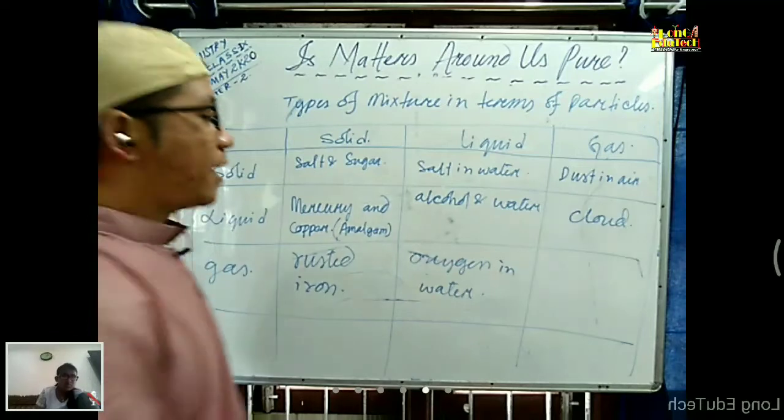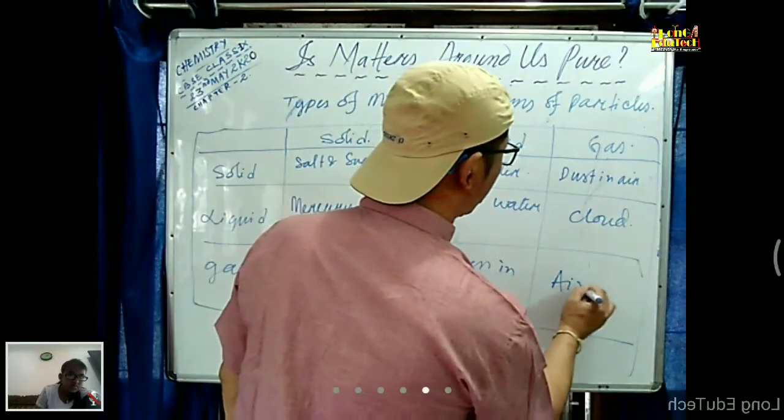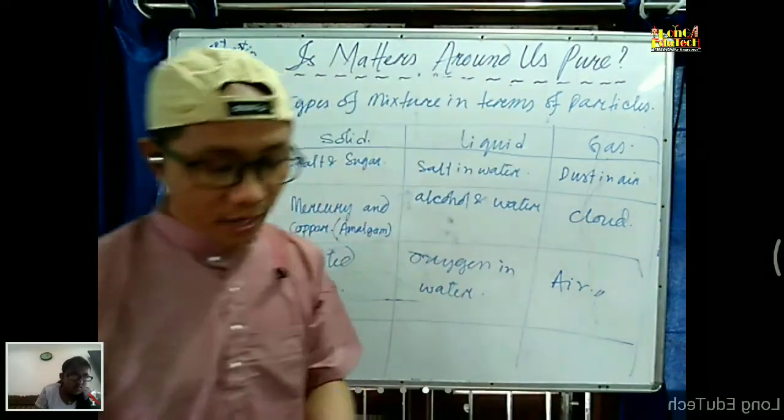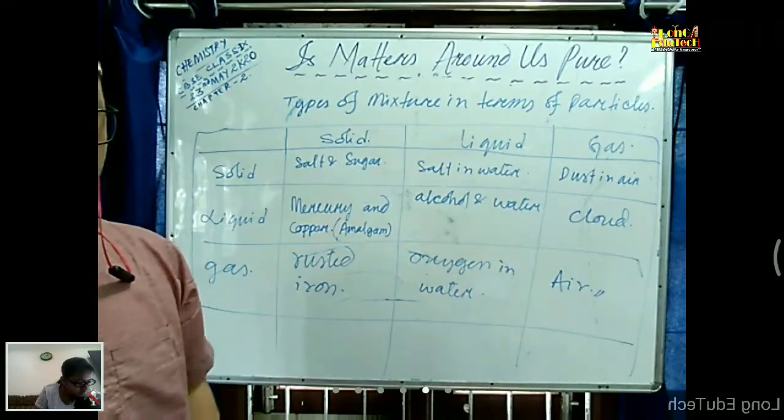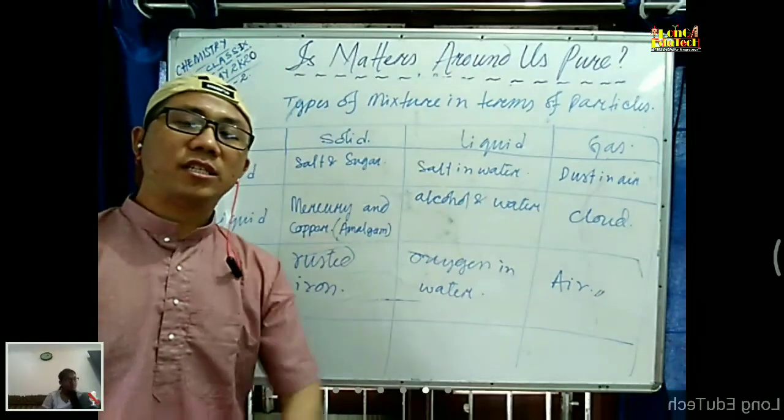And next is the gas. So what can we say? Air, a mixture of gases. Okay, our air is a gas mixture. Okay, so this is it for today's class.